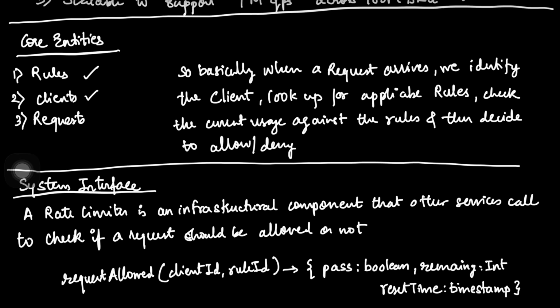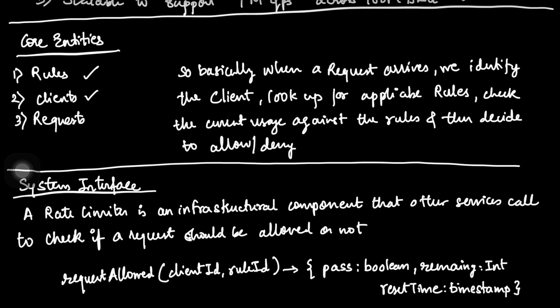Then we come to the clients. These are the entities actually making the calls. We might identify them by a user ID, an IP address, or an API key. This is something we have already discussed in our functional requirements also. Each client carries their own unique state that tracks how much of their quota they have already used up.